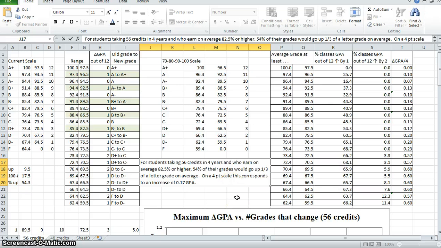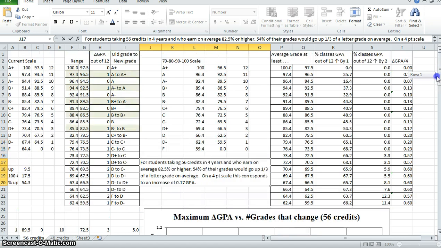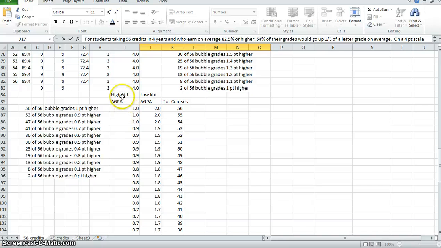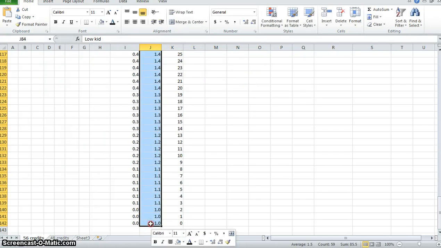So, okay, how did I figure out that 0.17? Okay, so what I did was I said, we have 56 grades, and say we have a high level kid. We're just looking at those high level kids, above 82.5%. So ignore the, in fact, I'm going to turn these white so we can ignore those for a second.